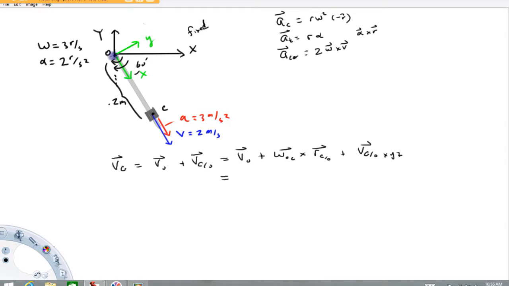I'm going to go ahead and write out what all these terms are equal to. The velocity of O: well, O is fixed in space here, so it's not going anywhere. I'm going to put a big 0 there. For the angular velocity vector crossed with the position vector, I'm going to do this in a scalar sense. That's going to give us a blue velocity vector in this direction, equal to r times the angular velocity. So this is going to be equal to 0.2 meters times the angular velocity of 3 radian per second.